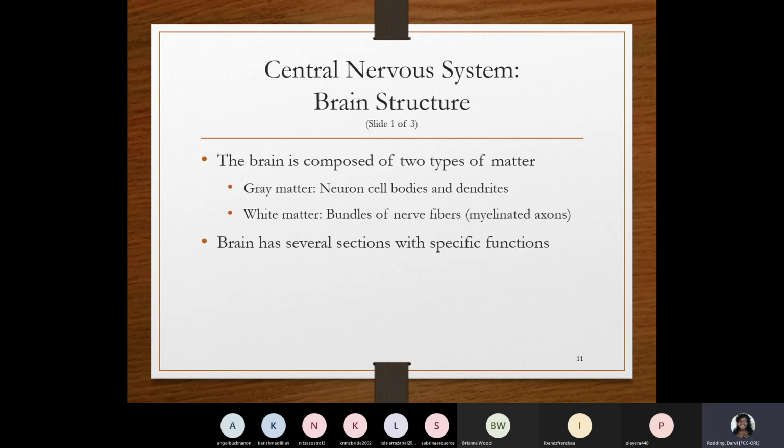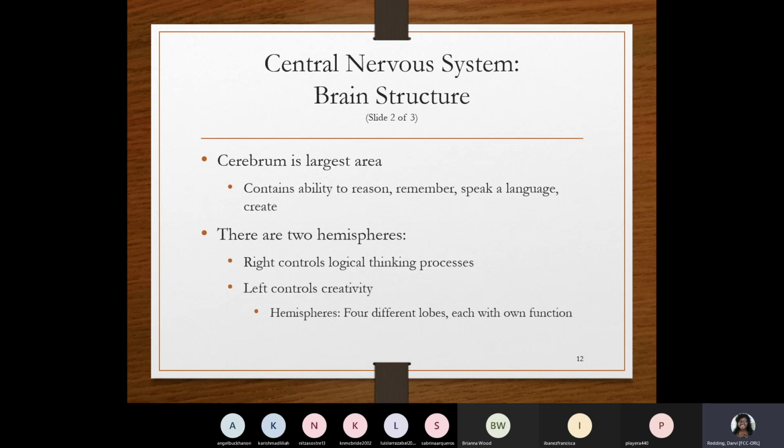And so, as I mentioned before, the brain has several different sections, so therefore it has specific functions. Some of those areas inside of the brain is the cerebrum, which is the largest area. Our cerebrum works by containing the ability to reason. That's also where our memory is, so it helps us remember. And in the cerebrum is also where we understand how to speak a language and also how to create.